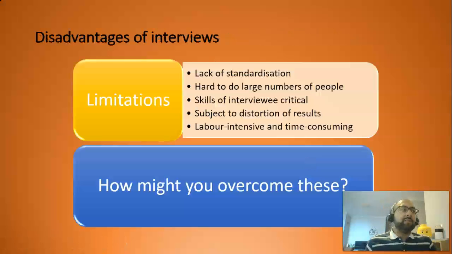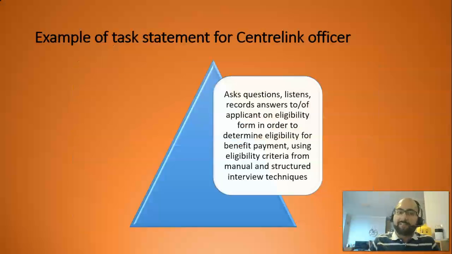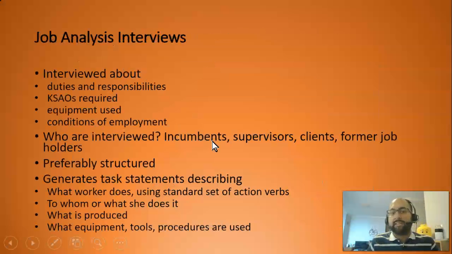Now, interviews have a couple of advantages. First is that they can be tailored specifically to the job without too much difficulty. They can also be tailored to the employee, and they can be easily administered to different stakeholders and informants like incumbents, supervisors, and clients.